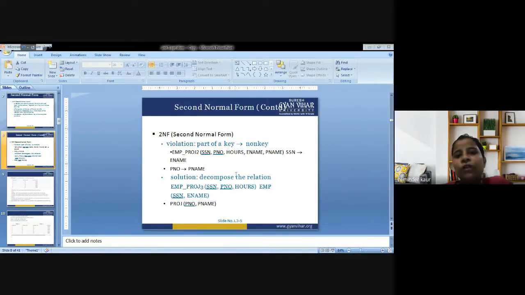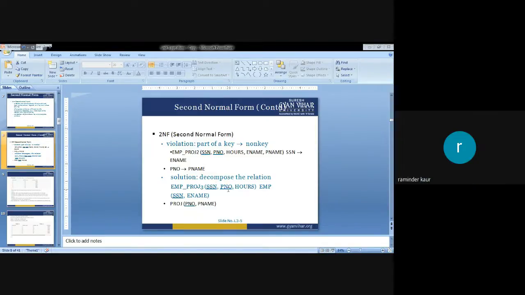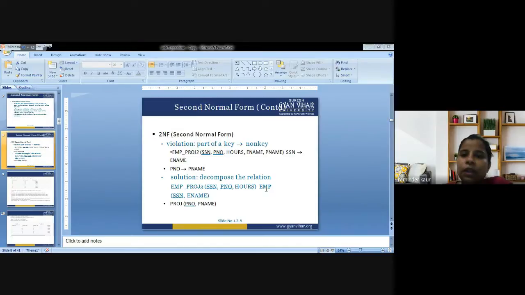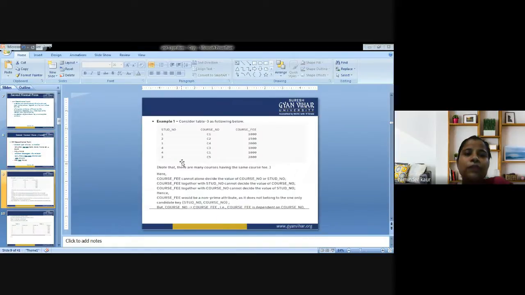So the solution could be, we are supposed to decompose the relation. Again, in first normal form, we have decomposed into the employee project 2. And in second normal form, in order to satisfy it, we are supposed to convert the project 2 into the project 3. So how are we supposed to decompose the relation? That is SSN number, P number, hours. The second table is employee, which has SSN number and employee name, and third is project, which has P number and P name. So in this way, I can say that this relation is in the second normal form. So here is the mathematical example that is being given for your reference.